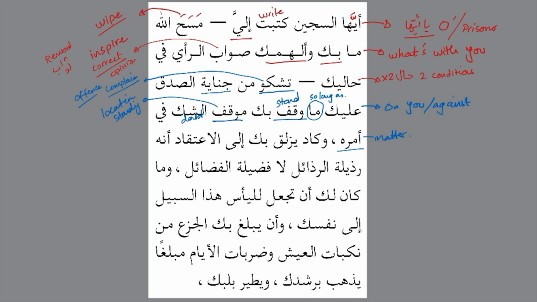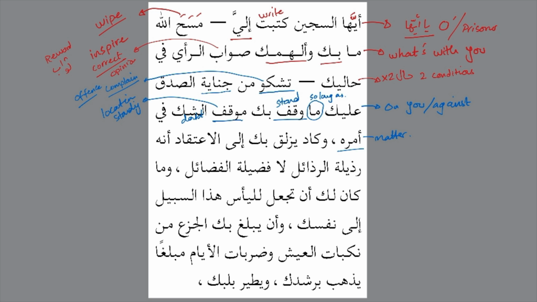Right, so let's break this down for all of us now. So أيها السجين. Remember, he's replying to the guy in prison who beat up that fake poet. So this is the response to his letter now. So it's أيها السجين, O prisoner. كتبت إلي, you wrote to me. So إلي, to me. If you want to use the sentence, for example, كتب إلي المعلم, the teacher wrote to me.